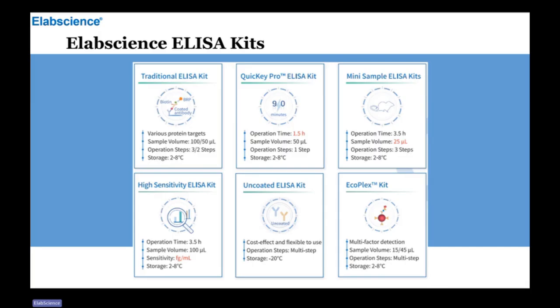But in the case of the Ecoplex kit, we are offering up to 18 different indicators to be detected at the same time. The sample volume requirement is also very little, and it just requires 50 to 45 microliter of sample, depending upon the indicators you need to detect. And the operation is also very simple. It does have multiple steps like traditional ELISA, but still the operational procedure can be completed in just 3 hours. So that was all the details about the Elabscience ELISA kits. Now let's move on.